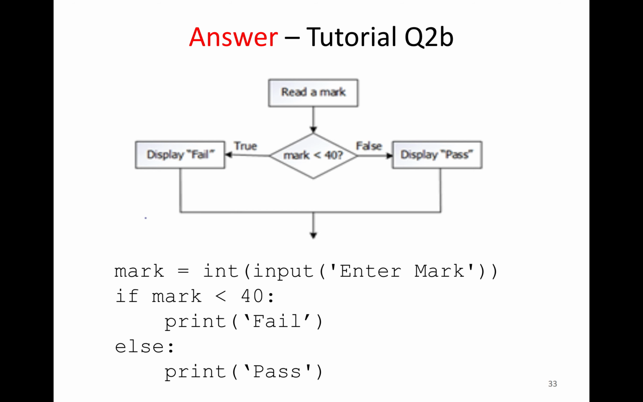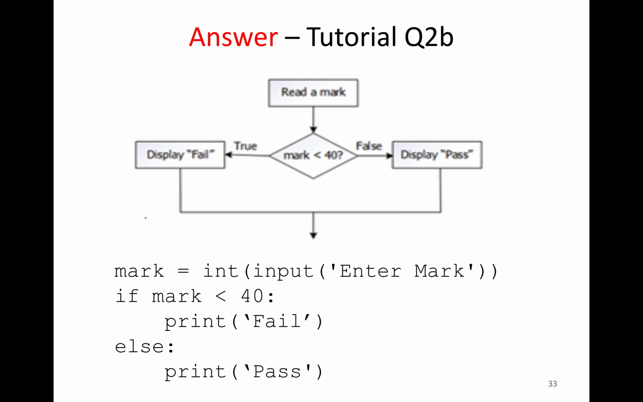Then you have the if condition to check. That is for selection, for decision making. If mark is less than 40, then you print fail. Notice the print statement is indented, which means it is inside the if block. And next you have the else, that means pass. So you have two conditions here.